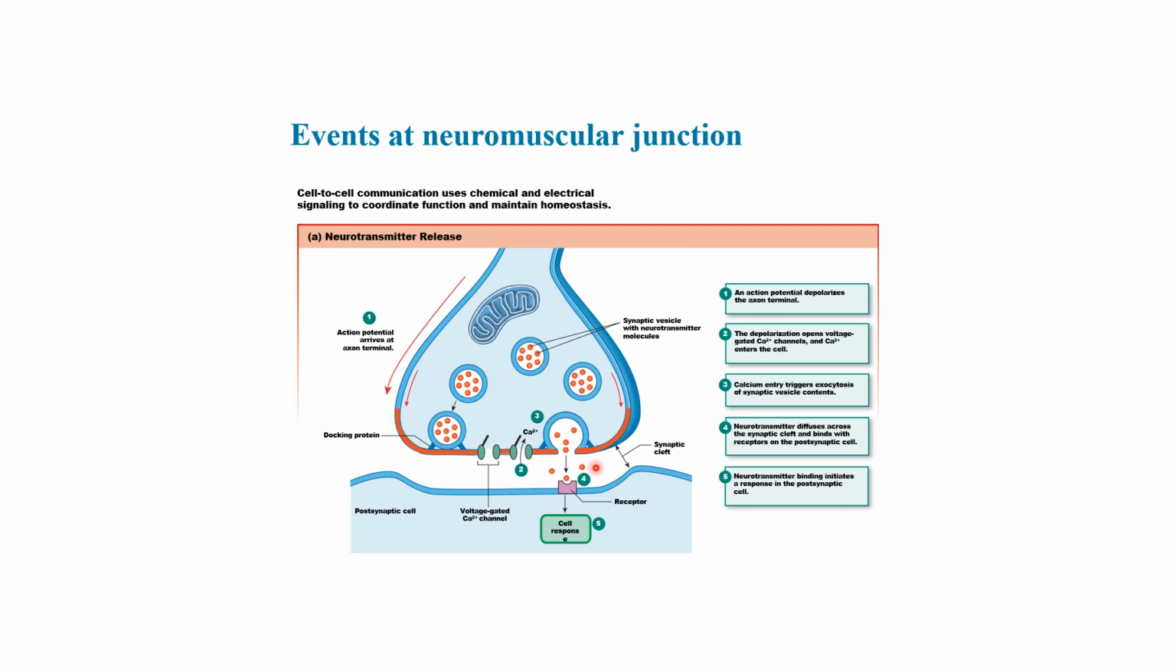Once acetylcholine is ejected out, it's going to bind to specific receptors found on the surface of the sarcolemma, so basically on the surface of the muscle cell. Those are the events happening at the neuromuscular junction. Once the acetylcholine binds to the receptors on the sarcolemma, we are going to start the excitation-contraction coupling.